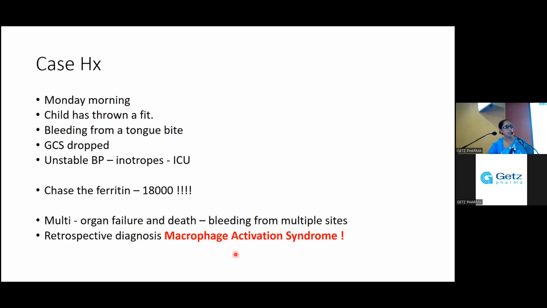Sometime later he battled for like 2 weeks like this. But towards the end of it, I could go and see him in the ICU. I did go. So it was a retrospective diagnosis of macrophage activation syndrome. I want to share this experience with you, even though I tell my SRs, it comes and hits your face, you don't recognize it.